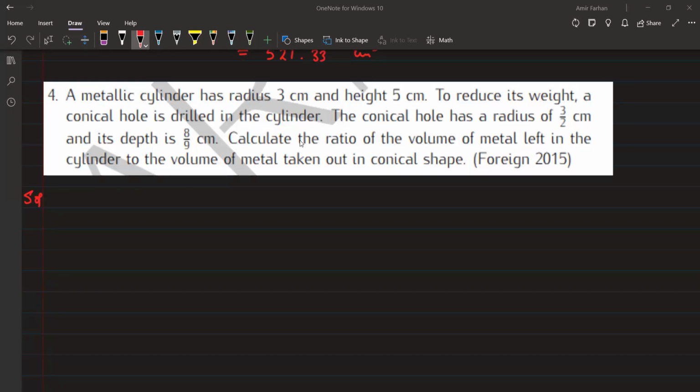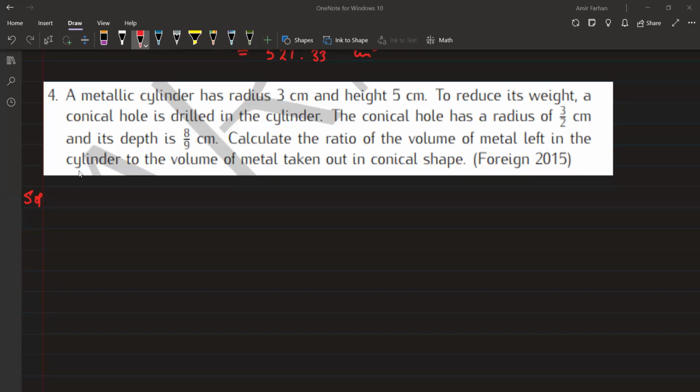Okay, so let's solve this question together once. This question is saying that a metallic cylinder is there, which has a radius of 3 centimeter and height of 5 centimeter. To reduce its weight, a conical hole is drilled in the cylinder. The radius of the conical hole is 3 by 2 centimeter and the depth, which is basically the height, is 8 by 9 centimeter. We need to calculate the volume of the metal left after the drilling. Okay.